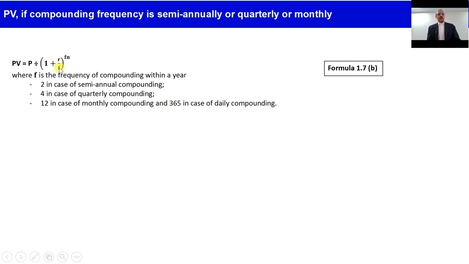So the rate is divided by F, but the power n is multiplied by F. So n is the number of years. Whatever the compounding frequency is, that gets multiplied by n to make the power. And P is basically the cash flow of the respective year.